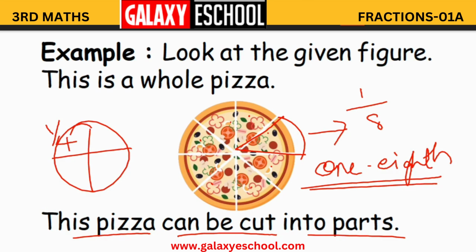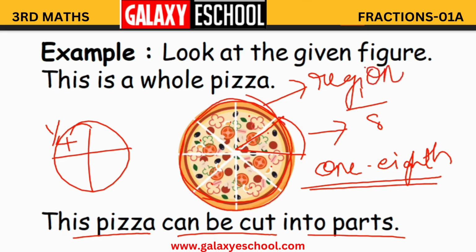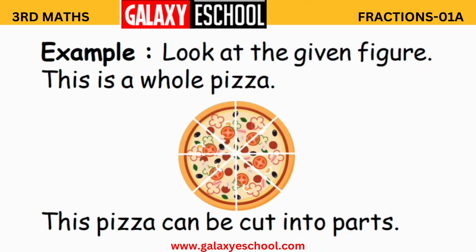Okay. Now this pizza can be cut into parts, and what will this be? This whole is called a region. Why? Because we have a single pizza which is to be cut and distributed.